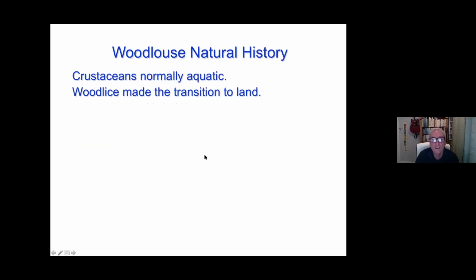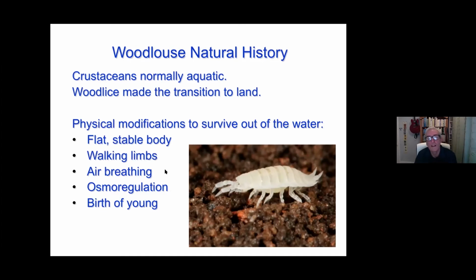Obviously, crustaceans are largely evolutionary aquatic species, but in making that transition to land, woodlice have had to adapt in a number of key ways. And it's quite obvious when you look at them, they've got this very flat, stable body, and you can see it's got like a 14-legged tripod, if there's such a thing as a 14-legged tripod, which is very stable for them, not falling over in the same way that the amphipods, you know, are always falling onto their side.